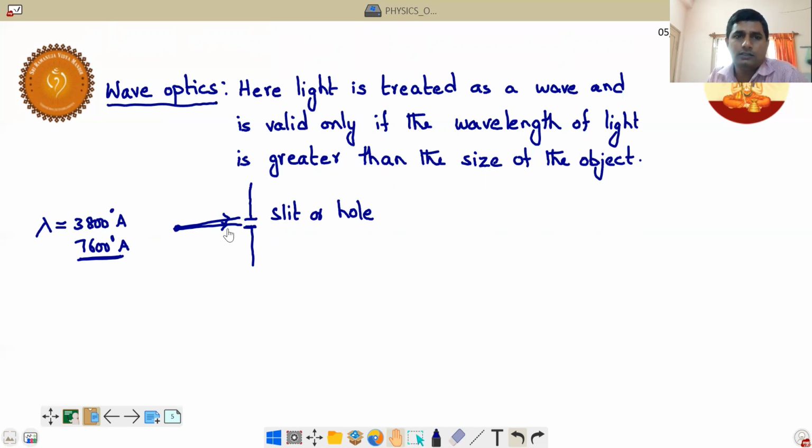Since the size of the hole is much less than the wavelength of the light, here light is considered as a wave. Here the wavelength of light is greater than the size of the object. That means the size of the object is very small, in terms of nanometers. Therefore, the study of these three phenomena, that is interference, diffraction, and polarization, is called wave optics.